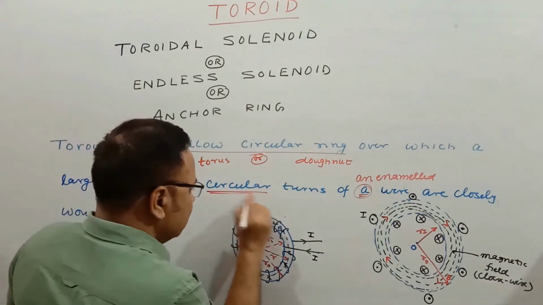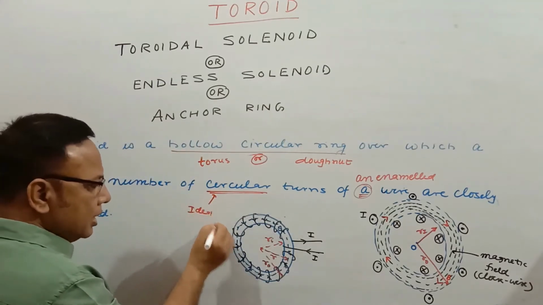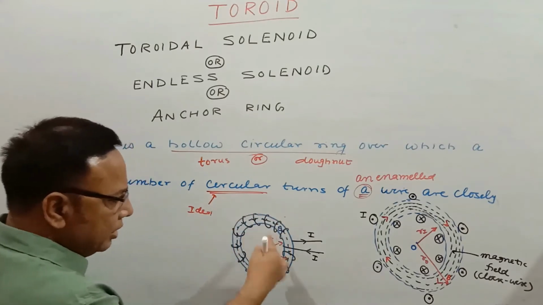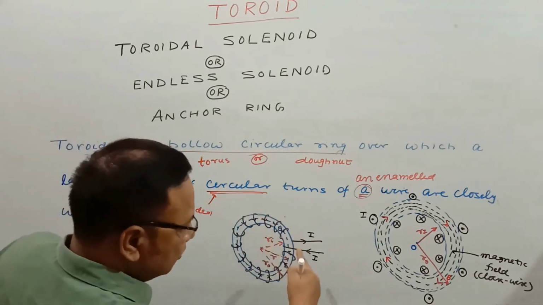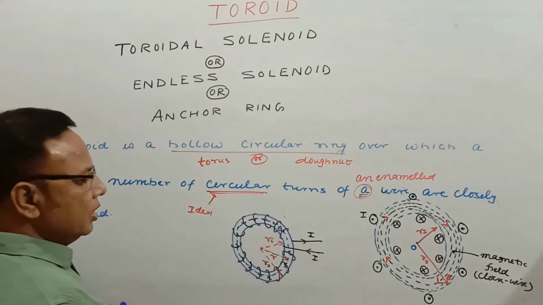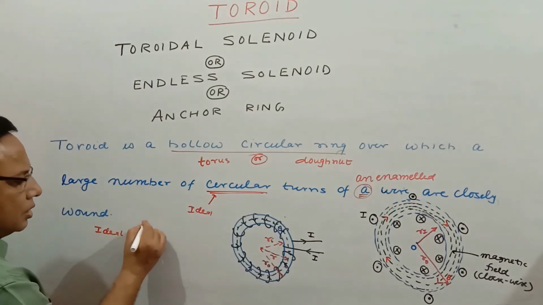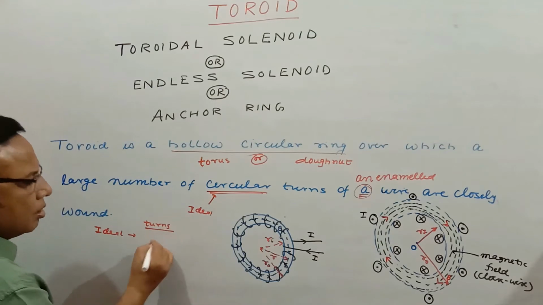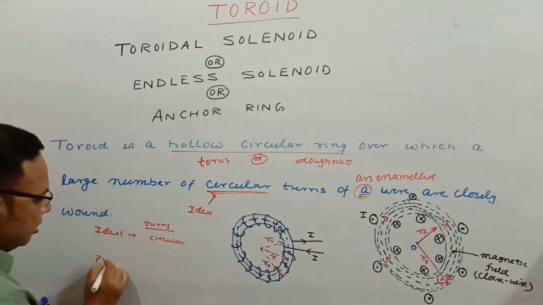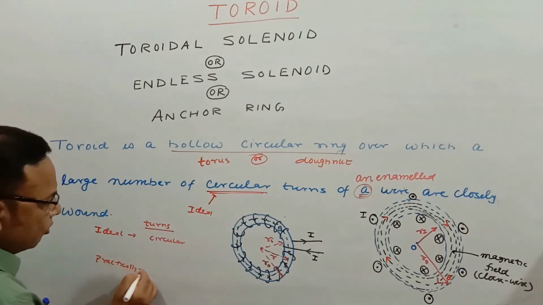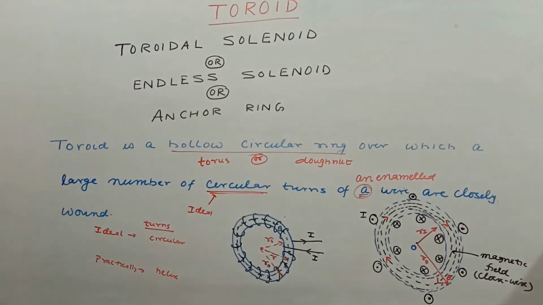Here one thing: a toroid is a hollow circular ring over which a large number of circular turns are wound. This is circular only when it is ideal. If you see practically, these turns are actually helical, not circular. So it means it is extending or moving forward. So ideally these turns should be circular, but practically they should be in the form of a helix.